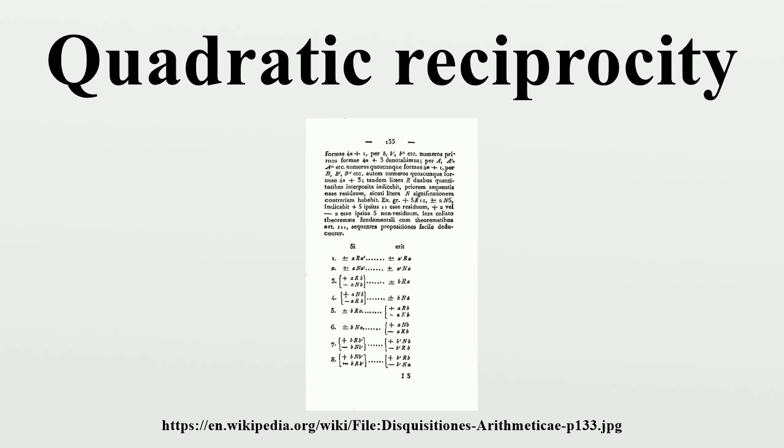Modulo a prime, there are an equal number of quadratic residues and non-residues. Modulo a prime, the product of two quadratic residues is a residue, the product of a residue and a non-residue is a non-residue, and the product of two non-residues is a residue.